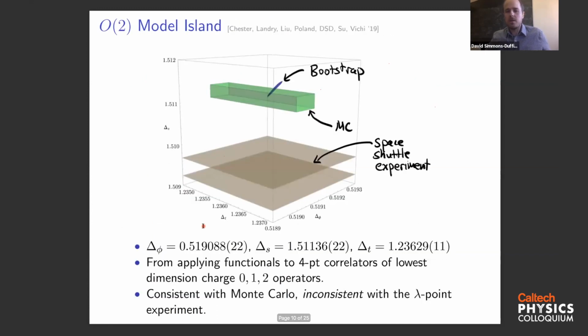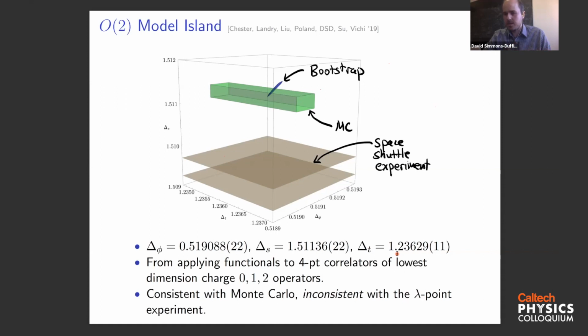So I'll just jump to the results for this O2 model that is related to the superfluid transition. So these are constraints coming from applying this functional method to 4-point correlation functions in the O2 CFT. And the claim is that by putting together the right set of functionals, you can prove that the theory has scaling dimensions that live in this island. So this blue island comes from using these bootstrap methods, combining all these positivity conditions. And the island is so small that it gives a high precision determination of these scaling dimensions. So these are the scaling dimensions of the lowest few dimension operators in the O2 model.